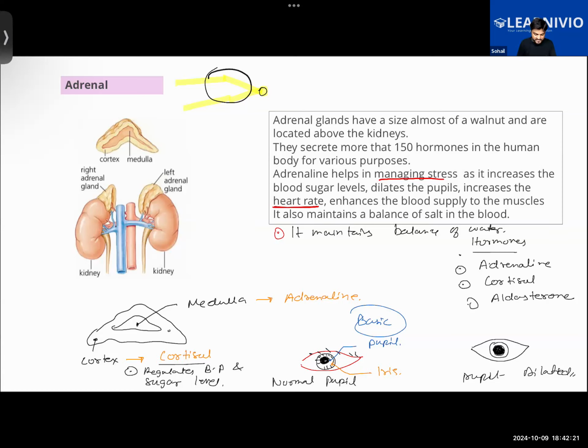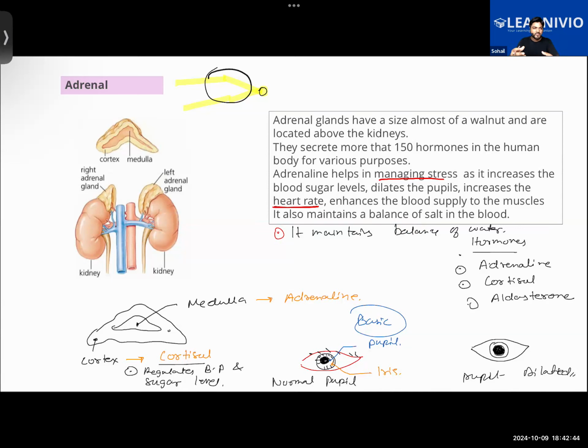Which one secretes the adrenaline hormone? Is it the medulla or the cortex? Sir, it's the medulla. And the cortex will be secreting? Cortisol. Okay, exactly. So adrenaline will be managing the stress level in the body as it increases the blood sugar level. It will dilate the pupil.